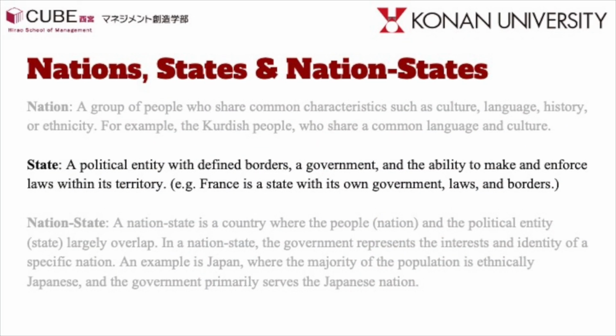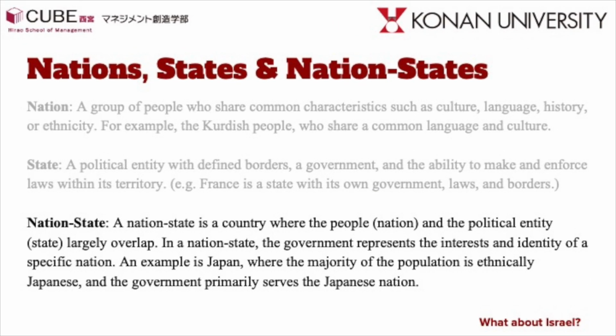In terms of state, a state can be considered a political entity with defined borders, a government, and the ability to make and enforce laws within its territories. The example here is France, because it has its own government, laws, and borders, but also Germany, Brazil, and Australia. These are all examples of states, and we're going to be talking about states a lot in this lecture and also in future lectures. So what's a nation state?